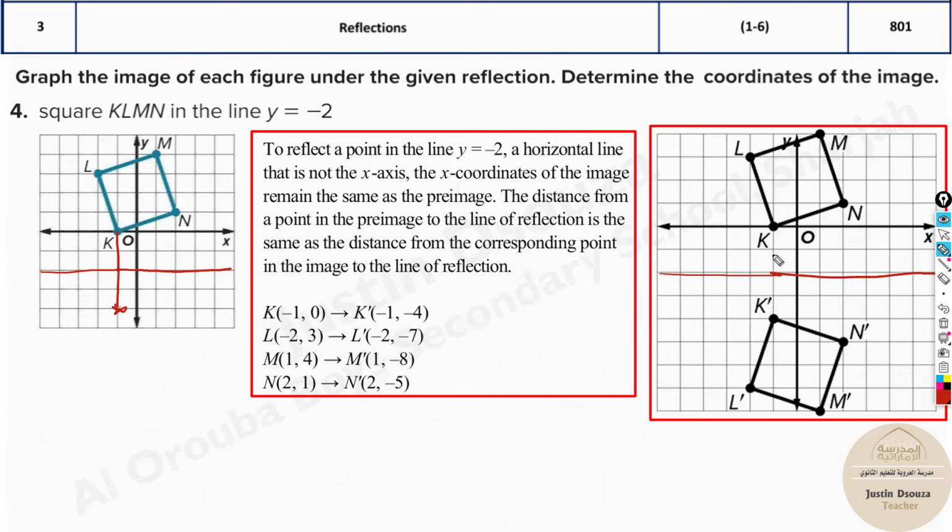This is y equals -2, 2 units, 2 units. Over here it's 3, 3. From here to here, whatever is the units, the same units down, and over here same till this line only, it'll be the same units. That is how we reflect on the coordinate plane.